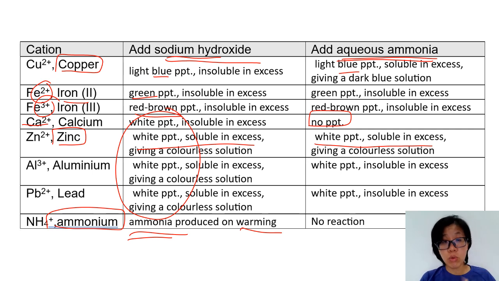So take note of these major differences. Copper blue, iron 2 green, iron 3 brown, the rest is white. Zinc is soluble in both. Calcium has no PPT in aqueous ammonia. So remember this basic one first, then you should be able to answer at least 75% of the questions.